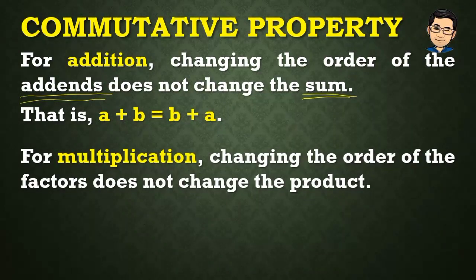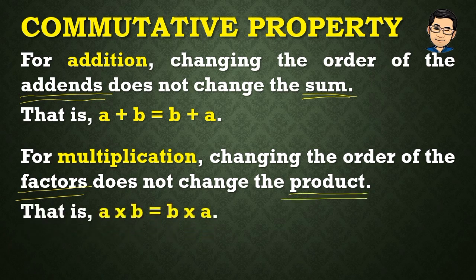For multiplication, changing the order of the factors does not change the product. Same rules apply. Palitan man natin yung order ng dalawang factors na yan, hindi naman mababago yung product. Kapag yung dalawang number o dalawang integers ay minumultiply, ang tawag po doon ay factors. And then yung nakuhang sagot doon sa dalawang integers na pinagmultiply is product. That is, a times b is equal to b times a.